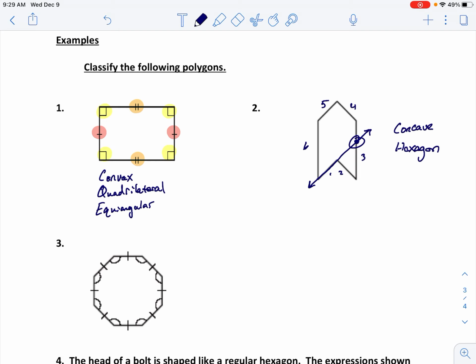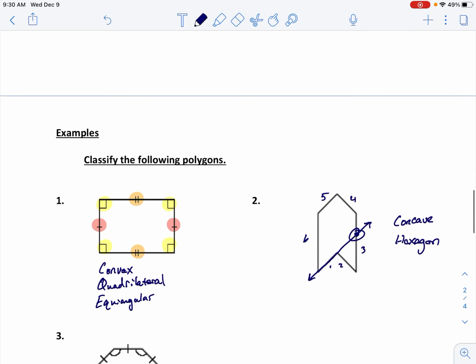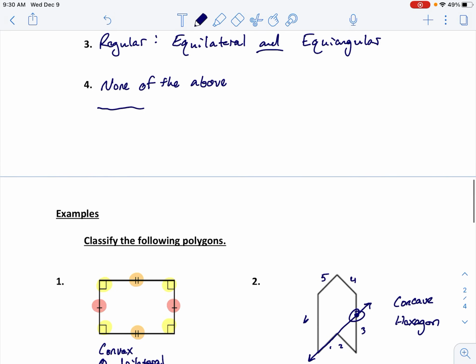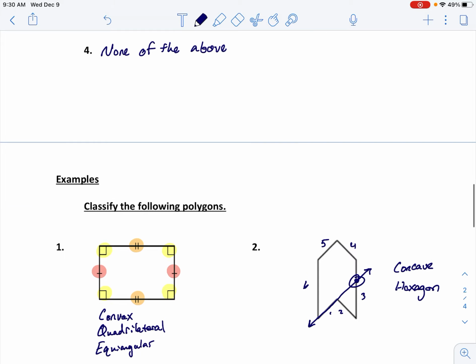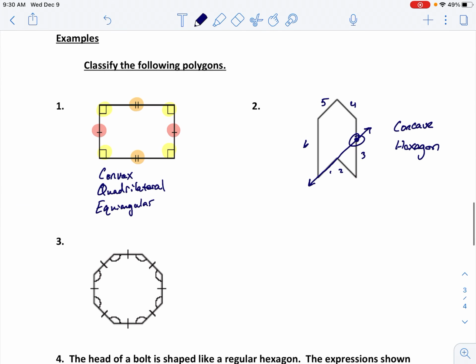And then they don't give me any information about the angles or the sides, so I can't say whether it's equilateral because I don't know if the sides are equal. And I can't say if it's equiangular because I don't know if the angles are equal. So I definitely can't say it's regular, which has to be both. So we would just say concave hexagon, and on those options earlier, this is one of those none of the above ones. So we just leave it as concave hexagon.